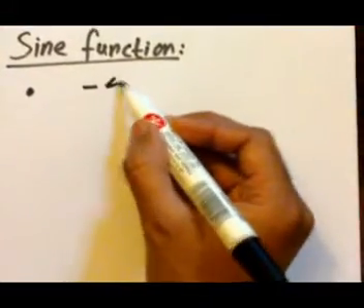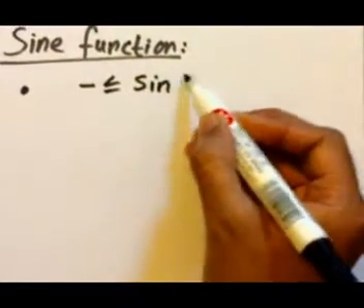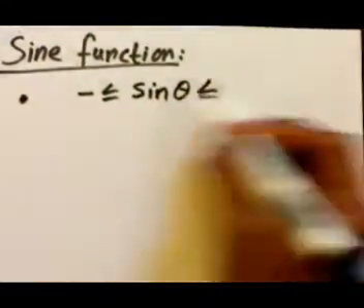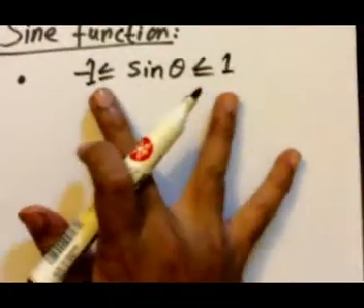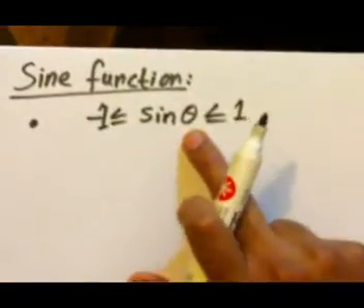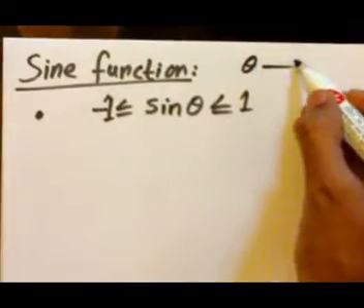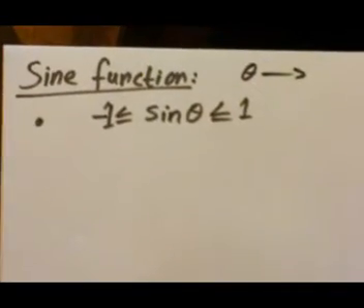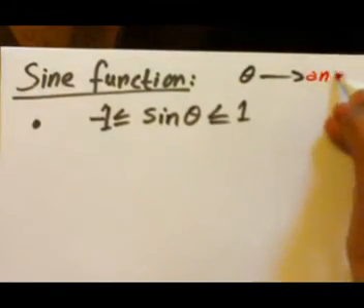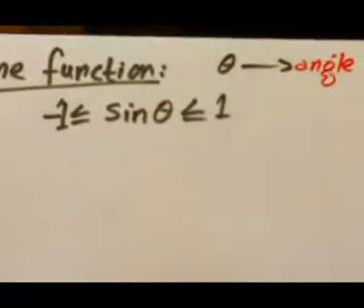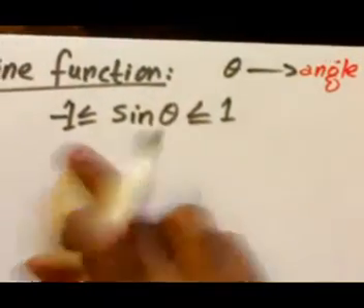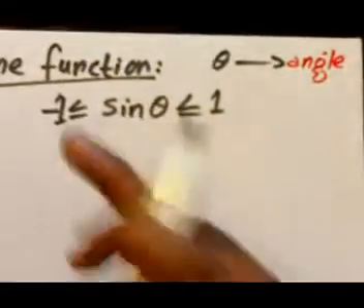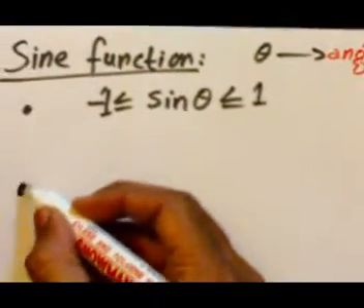You must know that the sine function is always from -1 to +1. Now what does this property mean? It means that given any angle, theta represents the angle, the sine function's value is always from -1 to 1. It cannot exceed this. So let's observe the sketch of a sine function.